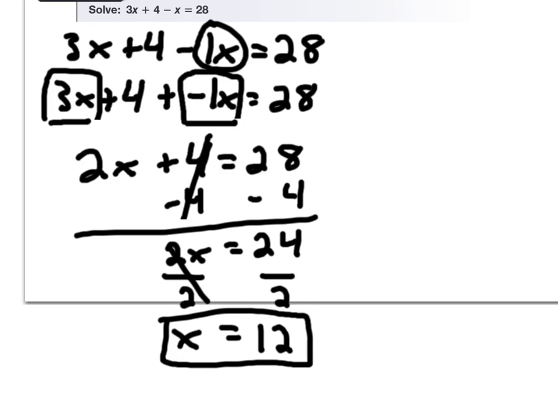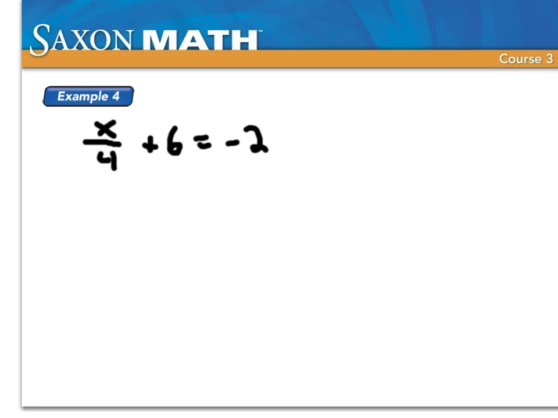Again, things to keep in mind as we go through this: when I get to something that looks like this, I always want to get the x term by itself. The x term is my x and whatever is attached to it. That's always my x term. We get that by itself first, then we solve for the x. And we still have 3 more examples, so let's keep on moving along.